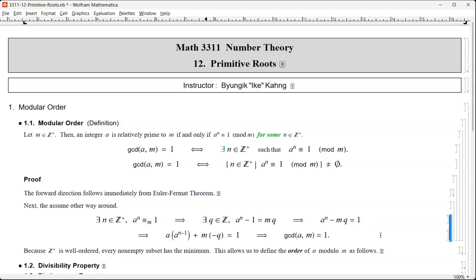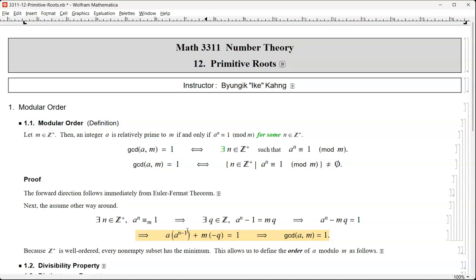We can do it like this. A times a to the n minus 1 power, which is an integer, plus m times negative q, that too is an integer, and adding up to 1, therefore the GCD is 1. We got Bezout's linear combination expression like this. So negative q is an integer, that's easy to see because q is an integer.